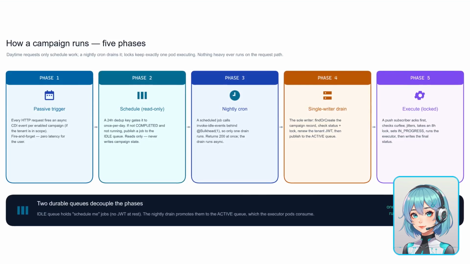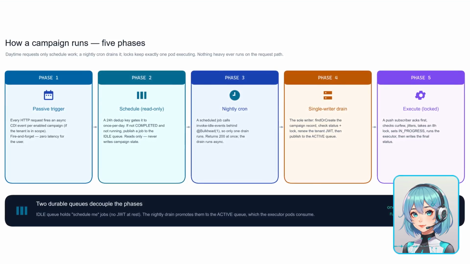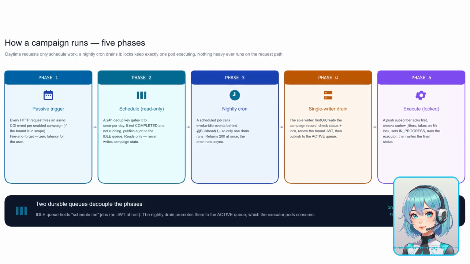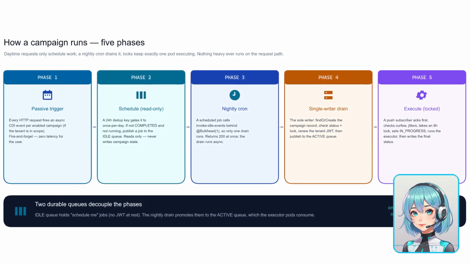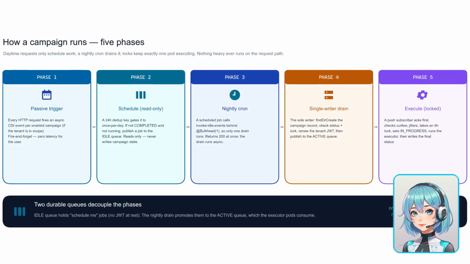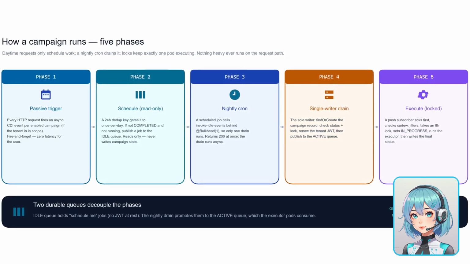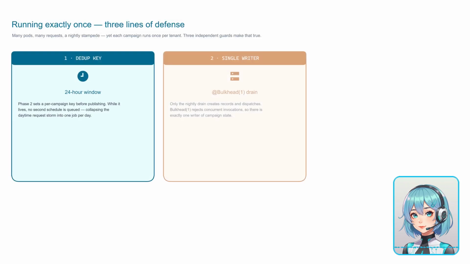Phase 5 is execution. A push subscriber acts the message first, checks the curfew window, adds a little jitter, takes an 8-hour lock, flips the status to in_progress, runs the executor, and writes the final status. Crucially, no heavy work ever happens on a user request, daytime-only schedules. With many pods and a nightly stampede of jobs, how does a campaign still run exactly once per tenant?